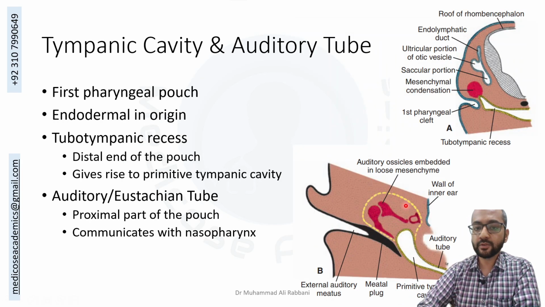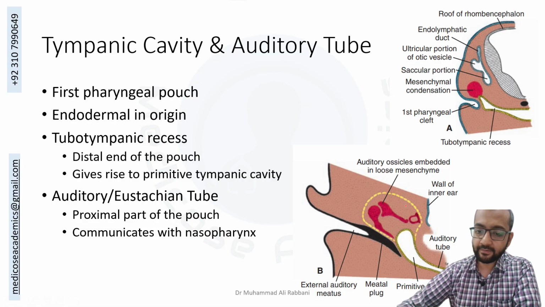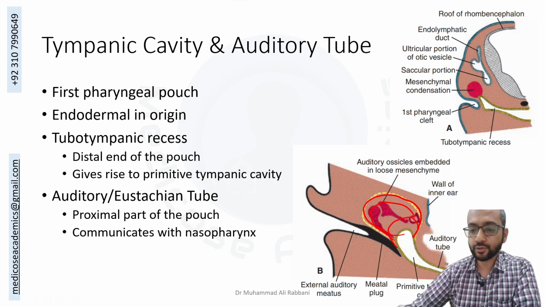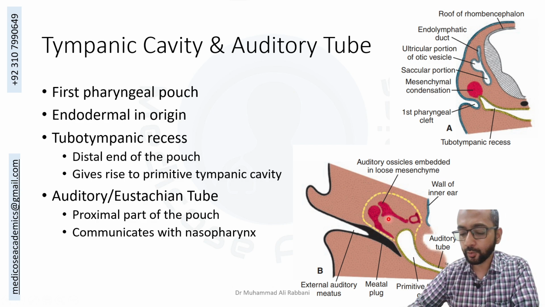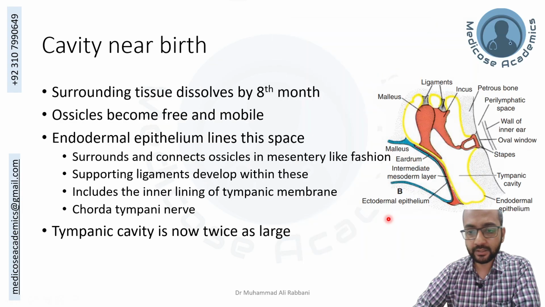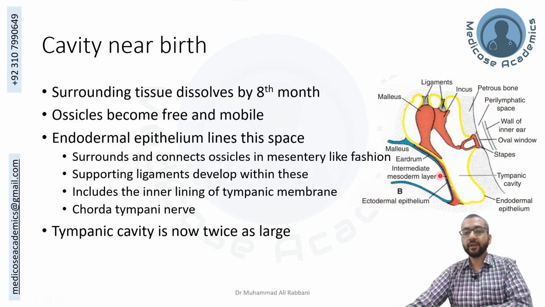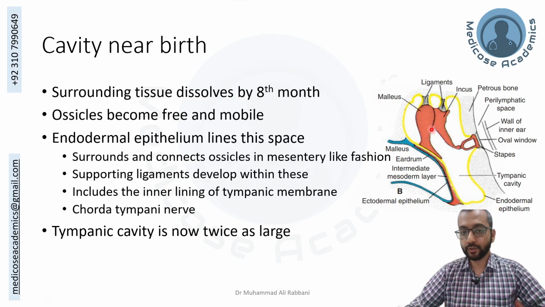till roughly the 7th or 8th month of intrauterine life, where this cavity gradually enlarges and ultimately goes to its mature position, and by doing that it lines the whole of the middle ear cavity, including the surfaces of these bones and the ligaments too. So the surrounding tissue dissolves by the 8th month, the ossicles become free, and the epithelium surrounds and connects bones and ligaments in a mesentery-like fashion, and it includes all the lining of the cavity, including the lining of the tympanic membrane. So here you see that the tympanic membrane has three origins.